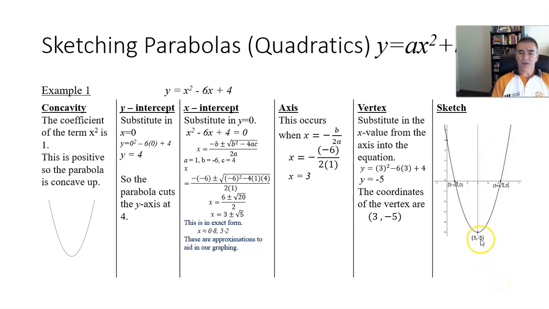What we should also do is label our important points. So label our vertex and label our x-intercepts. And we've already got our y-intercept there at 4, which is fine.